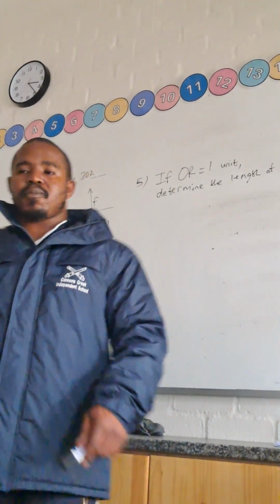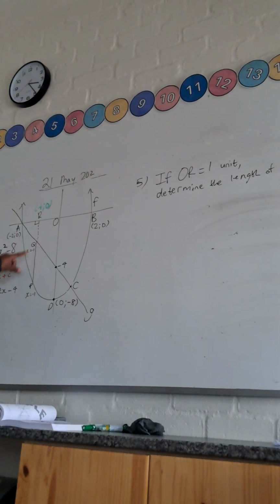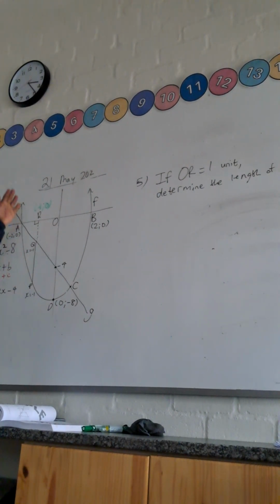Okay, let me explain again. You have the x value -1, right? Because they're all in line with R. Now, in order to find the length of PQ, you need to know what y value this point has and what y value that point has. The difference between the y values tells you how long PQ is. Does that make sense? So let's work out the y value of Q.